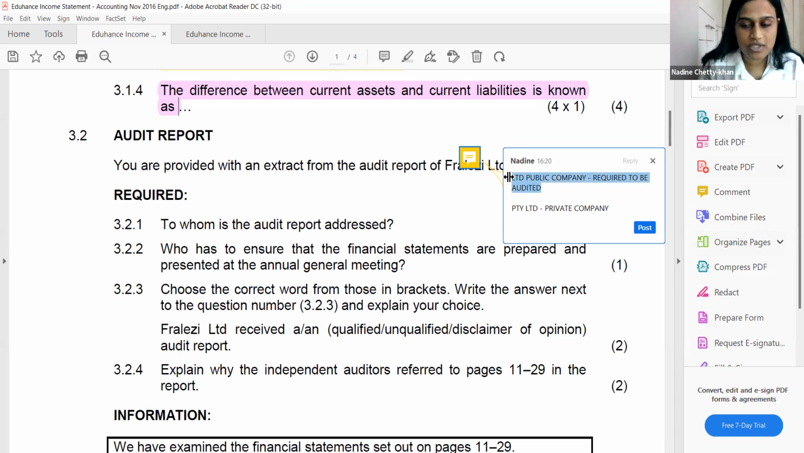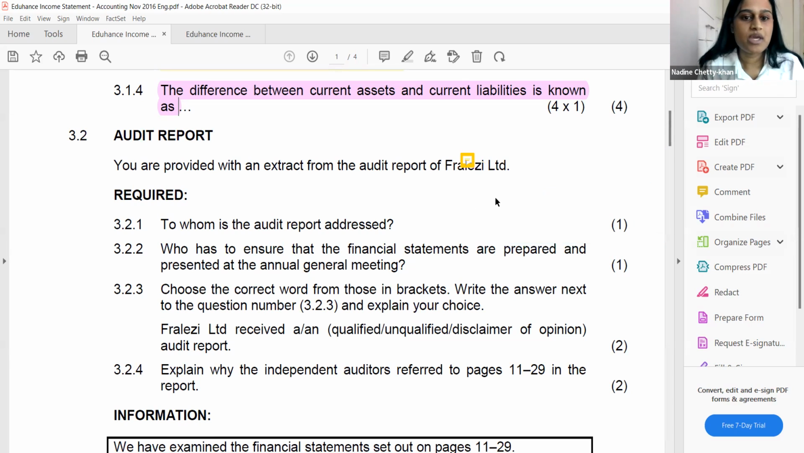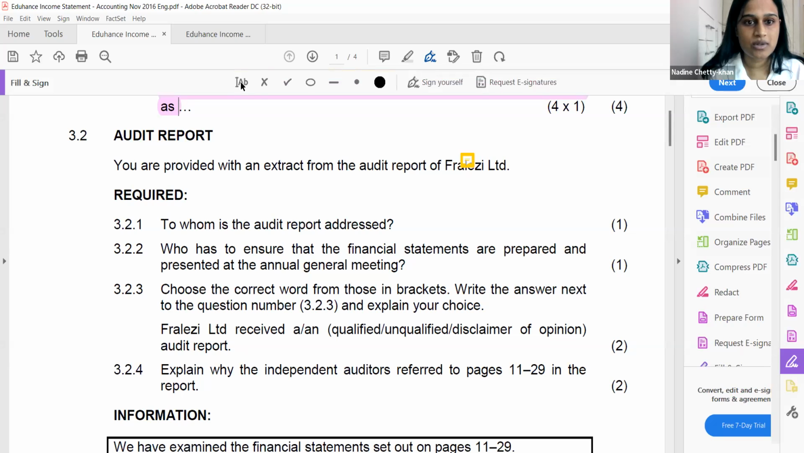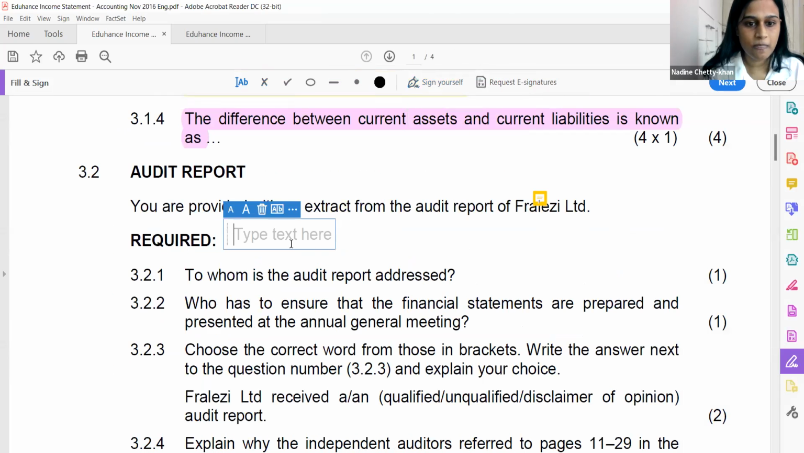That's very important. So what is an audit? An audit, you can have two items. You can have internal audit or external audit. So let's just write that here. You can have internal audit or external audit.